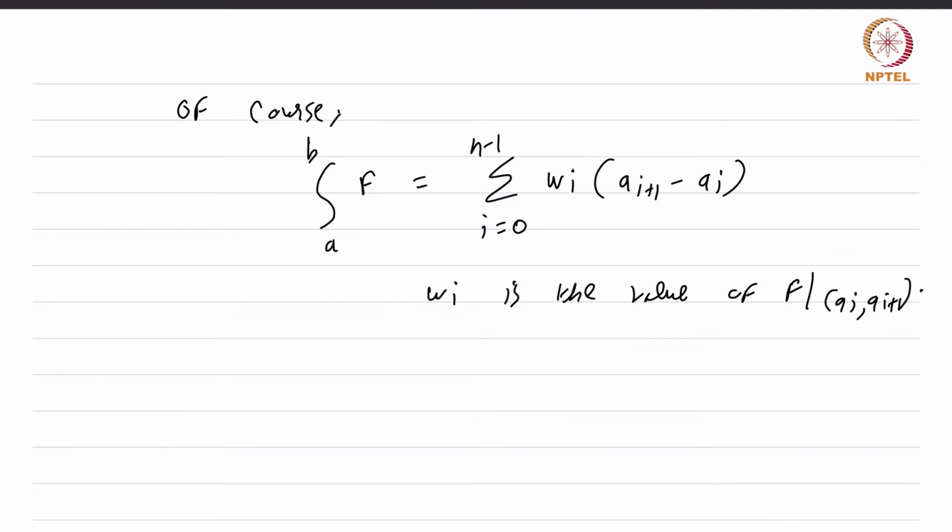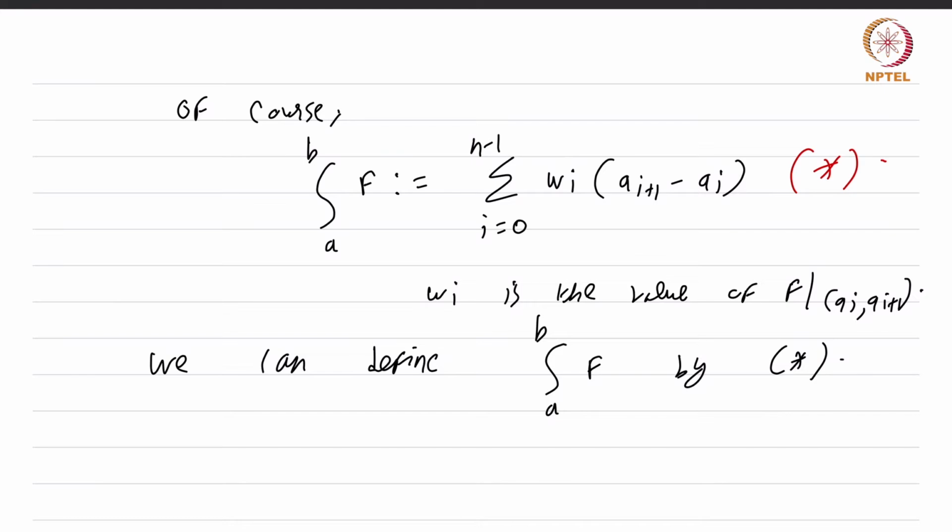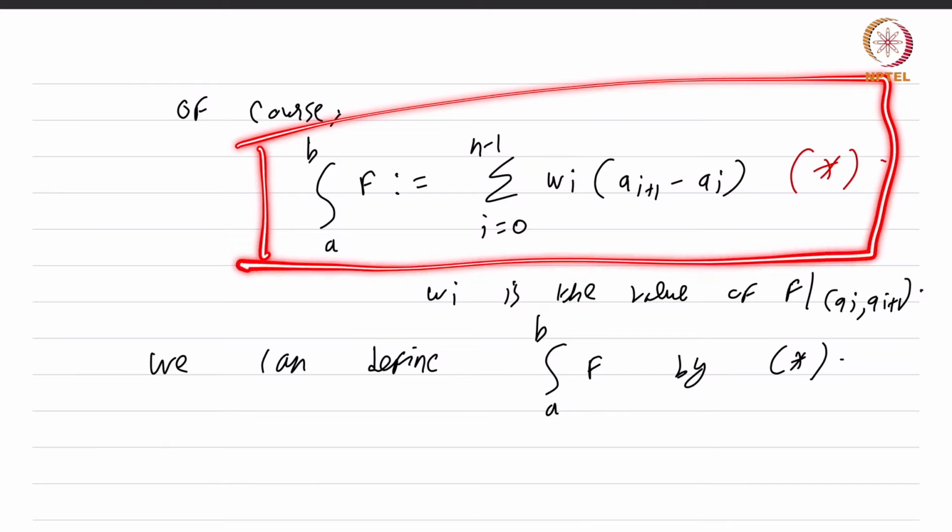So let's give this equation a name. Let's call this star. Now, this integral from a to b of f being equal to this already presupposes that you are familiar with the Riemann integral. But what you can do is make this into a definition. That is, we can define the integral from a to b of f by star. For a step function, we can define the Riemann integral to be given by this formula.